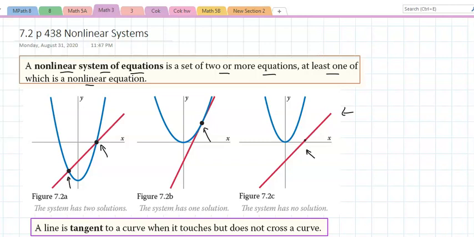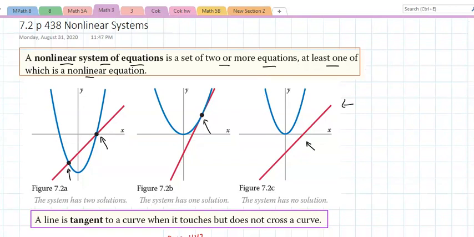And since we are here, if you have a parabola and a line and you only get one solution, that means the line is tangent. What's a tangent line? A line is tangent to a curve when it touches but does not cross. So it touches the curve at one point, barely touches it.